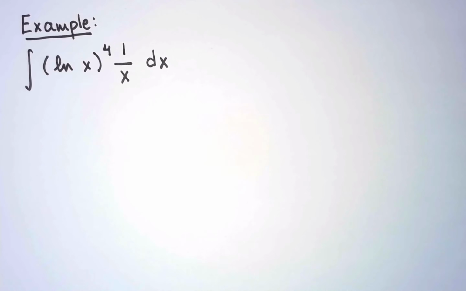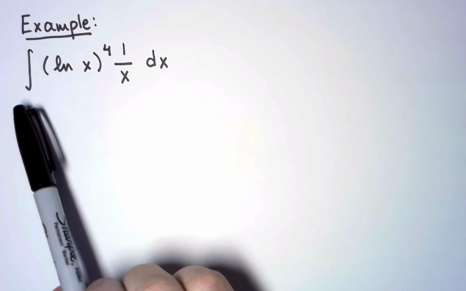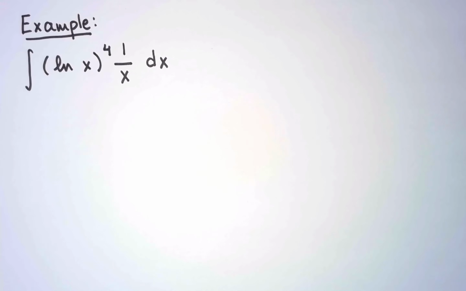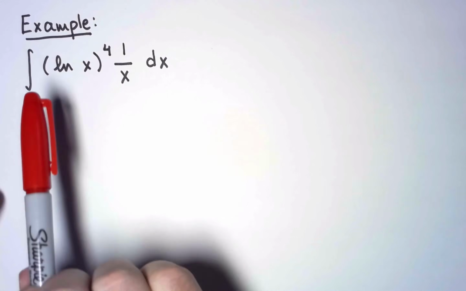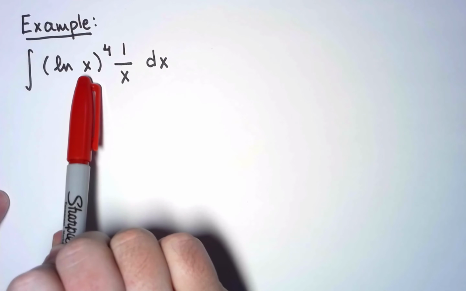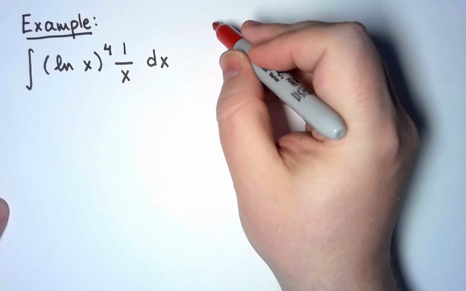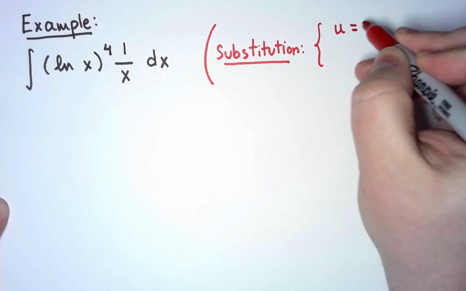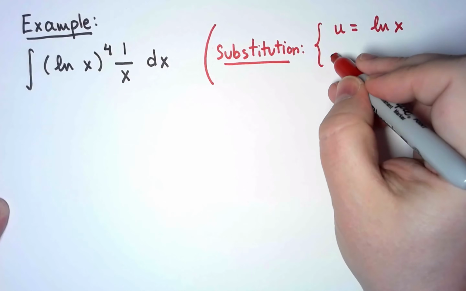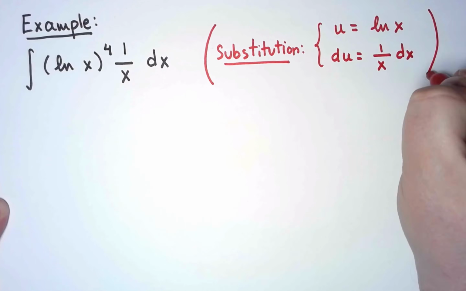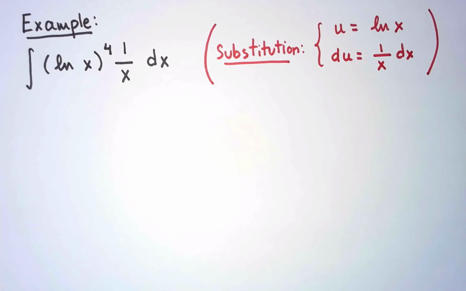Let's go back to the original example. I want to compute the integral of ln x to the 4 times 1 over x with respect to x. But this time I will do it using substitution. First, I notice that my function is written in terms of ln x, and that its derivative, 1 over x, is also here. This suggests I try the substitution u equals ln x. If I do that, I also need to substitute du as 1 over x dx. Great, this works because I already have 1 over x here.